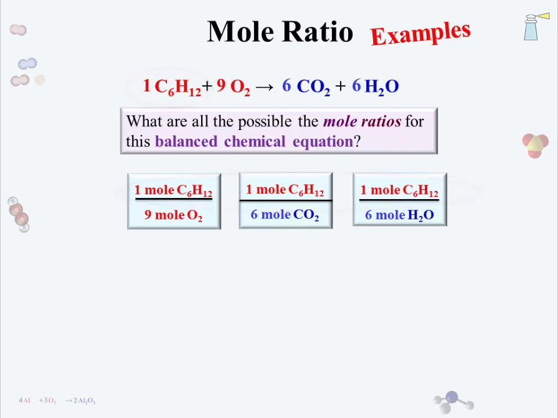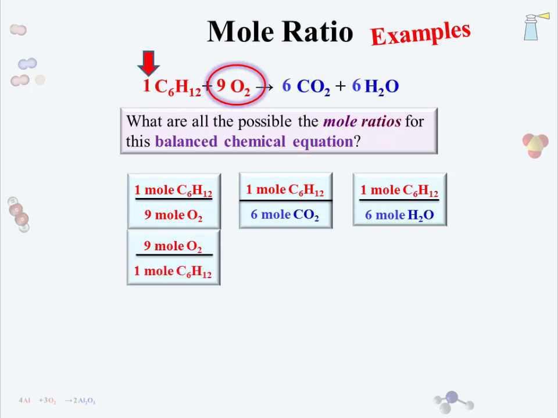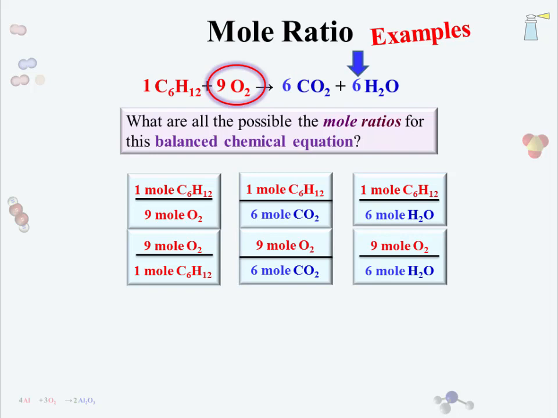Moving to mole ratios with the oxygen and its coefficient of 9 in the numerator, there is a mole ratio with 1 mole of C6H12 in the denominator. It's a 9-to-1 ratio. And then there is a mole ratio with 6 moles of CO2 and one with 6 moles of H2O. 9 moles of oxygen in a ratio with all of the other compounds in the reaction.